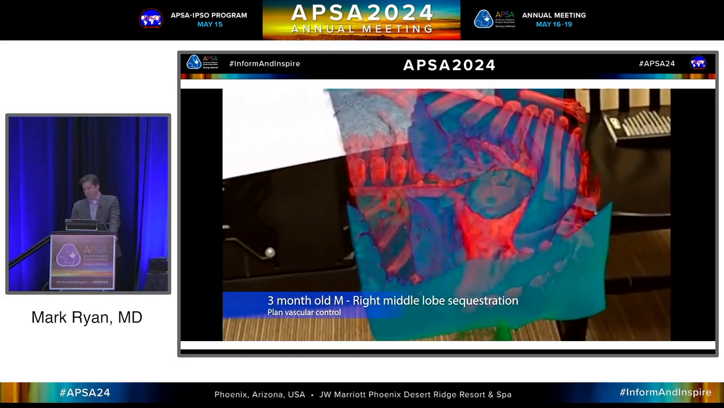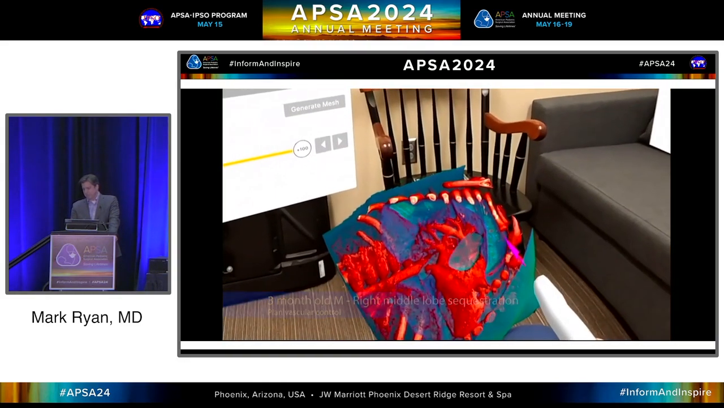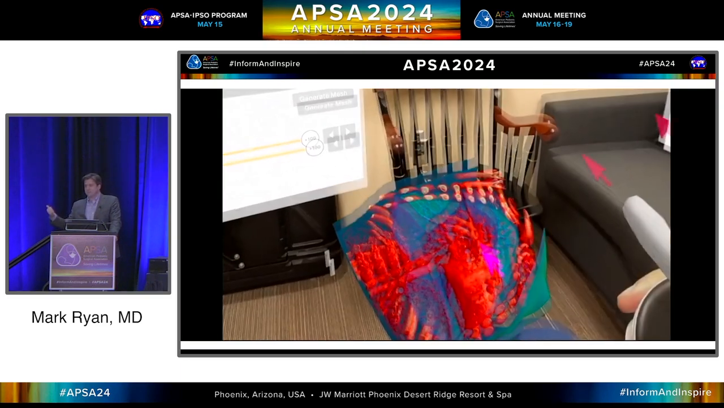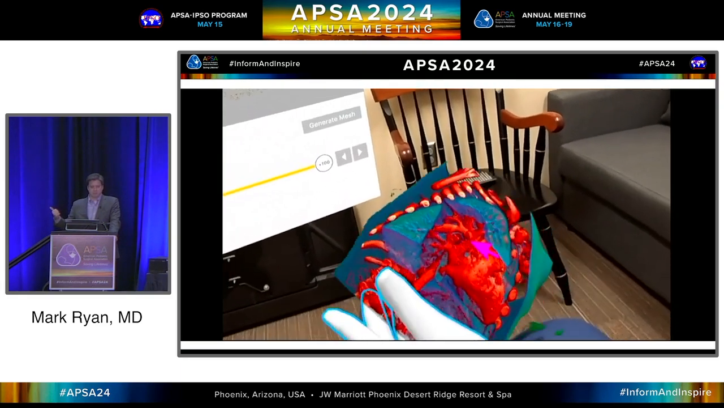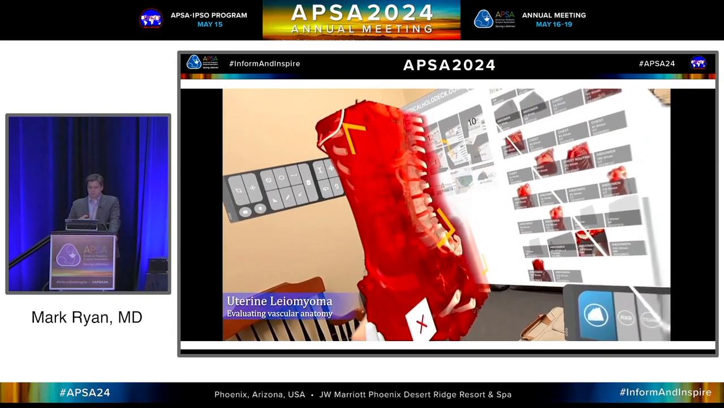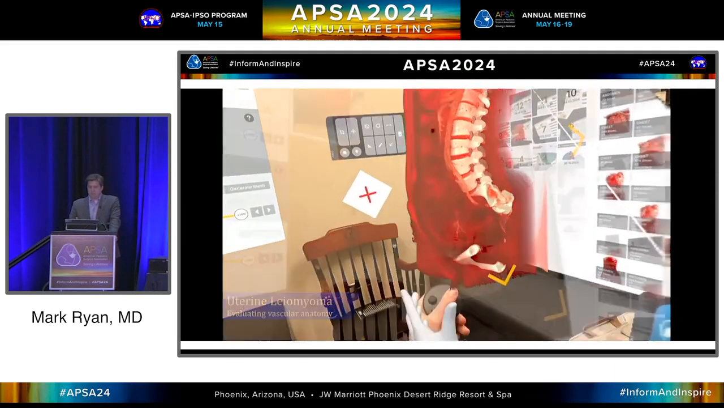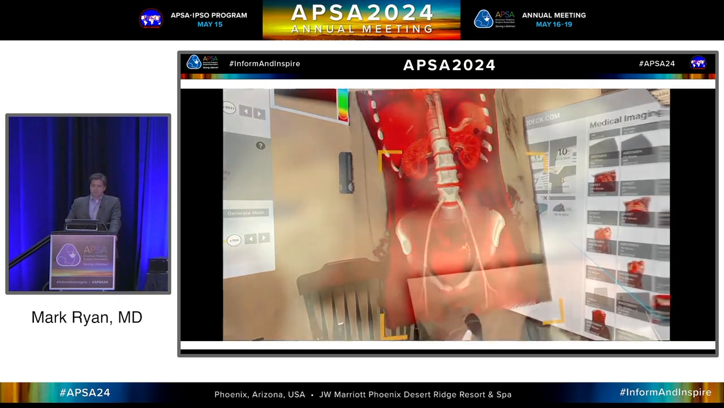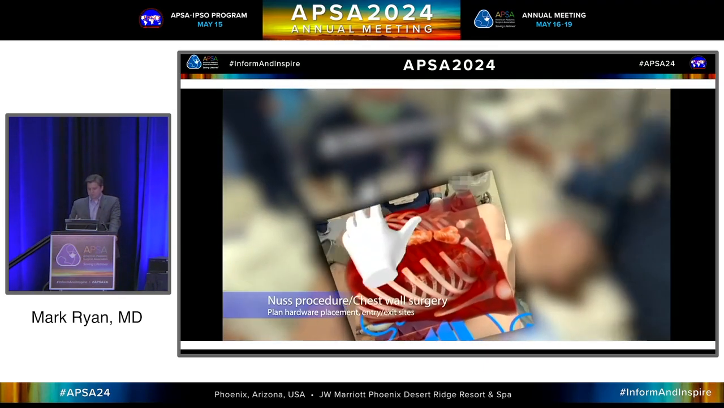This is a right middle lobe CPAM, and it's hard to see, because when you look at a 3D image on a 2D screen, it kind of looks like abstract art unless you move it. But I can see where all the arterial supplies come in, and I can plan my approach. And it's really nice for vessels. So this is a big uterine mass with feeders coming off the internal iliac and popping off everywhere.